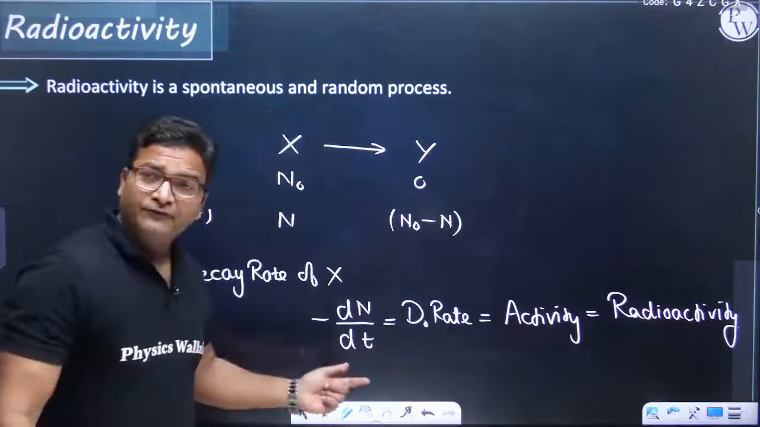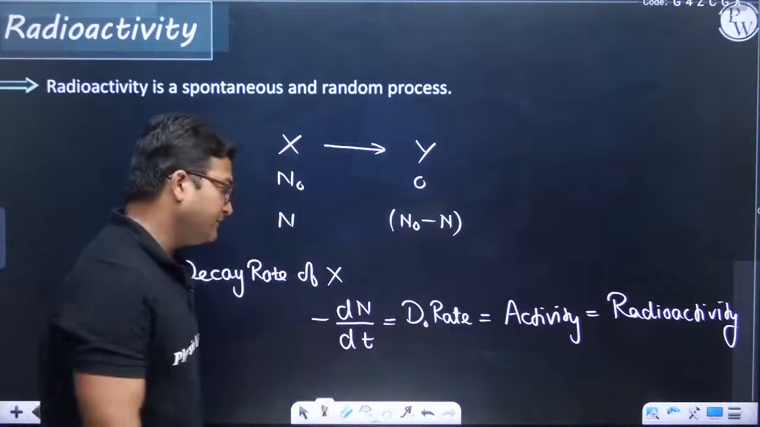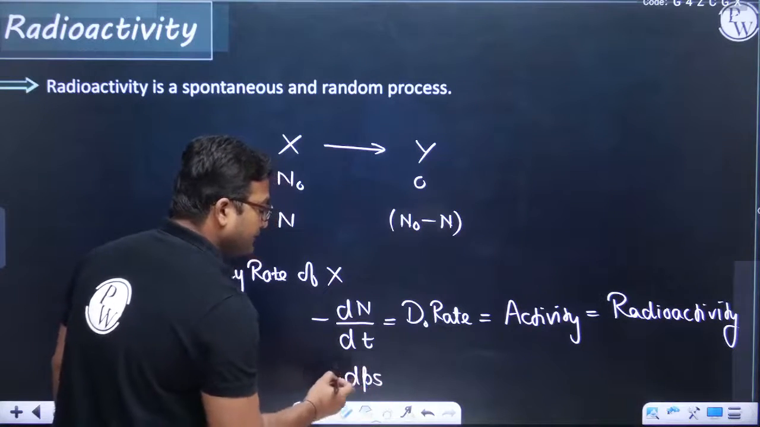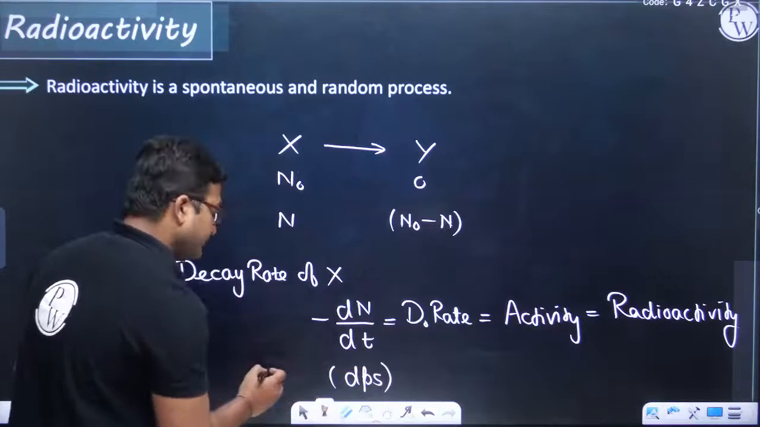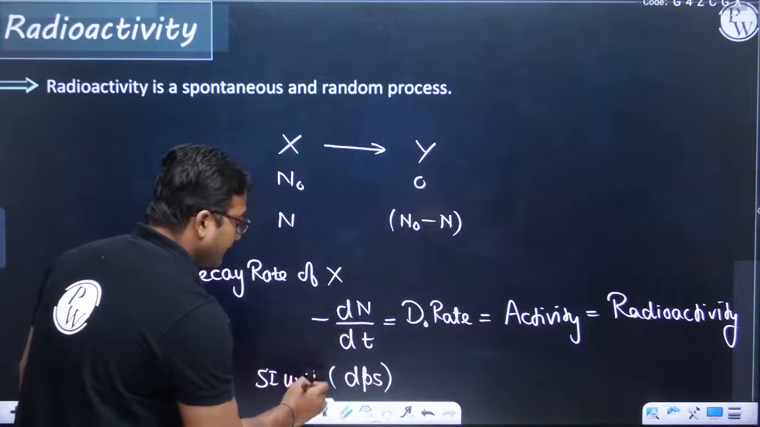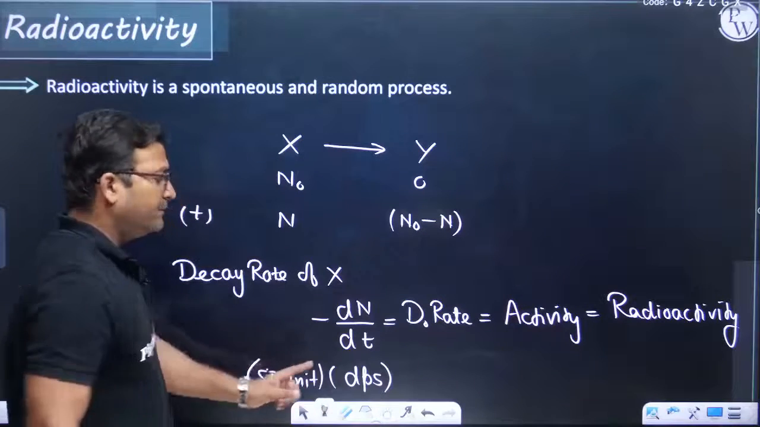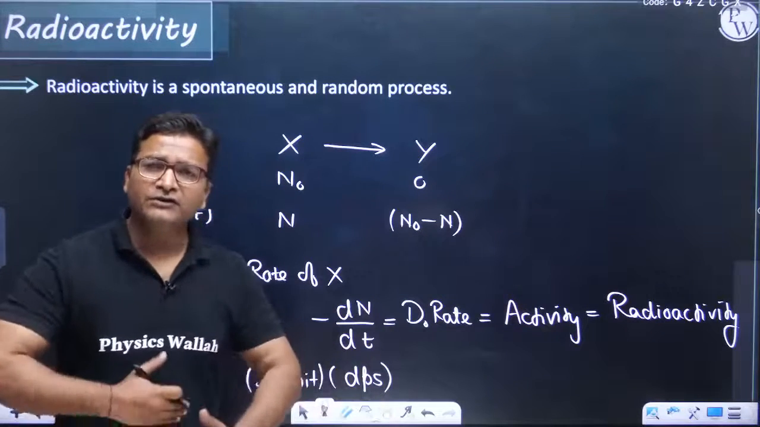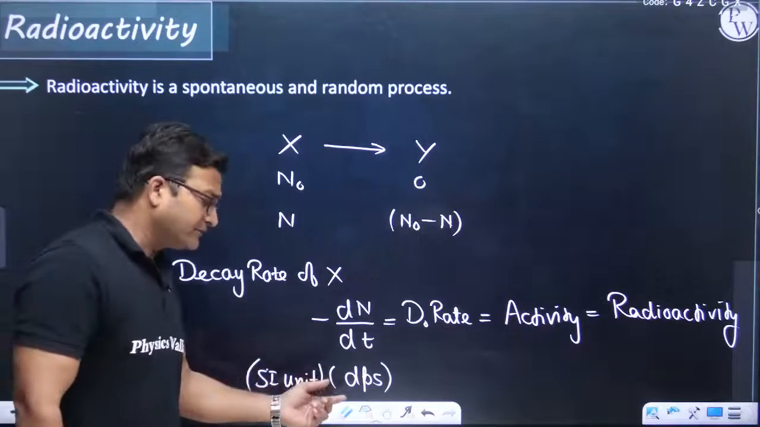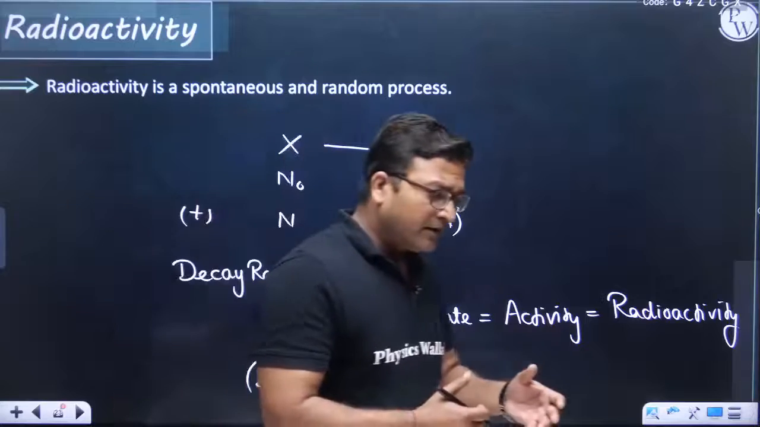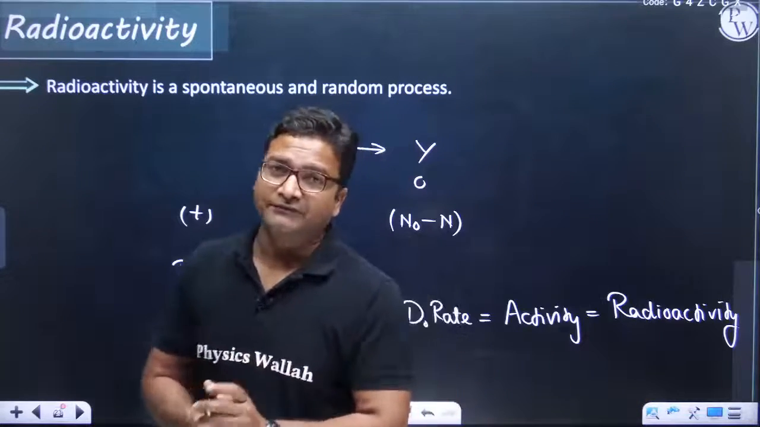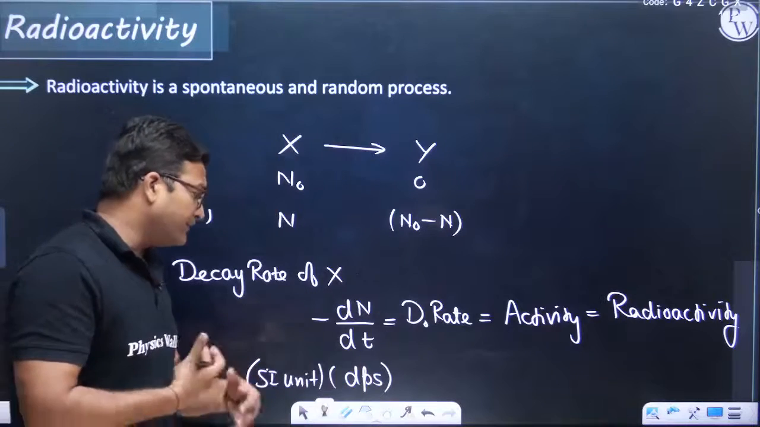The SI unit for decay rate or activity is DPS. It represents decays per second. We have other units also, but the most important and most popular unit is DPS. If they use any other units, usually they mention the conversion factor in the question itself. Okay, so you don't have to remember everything.